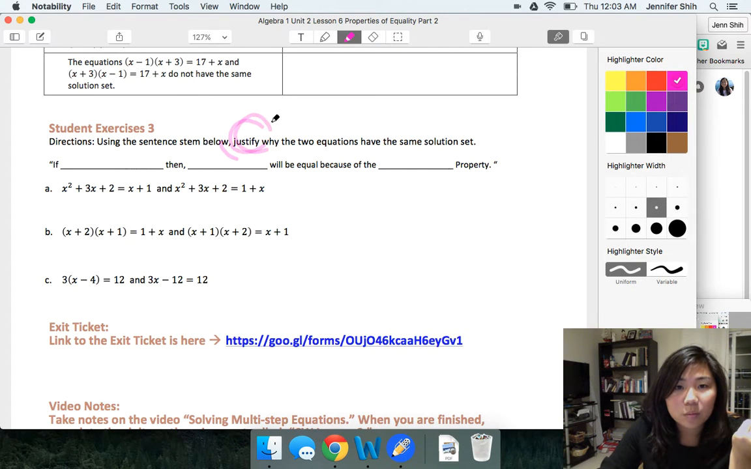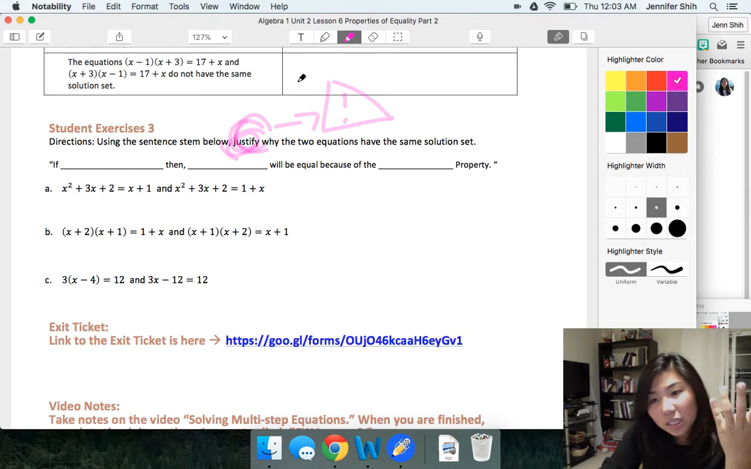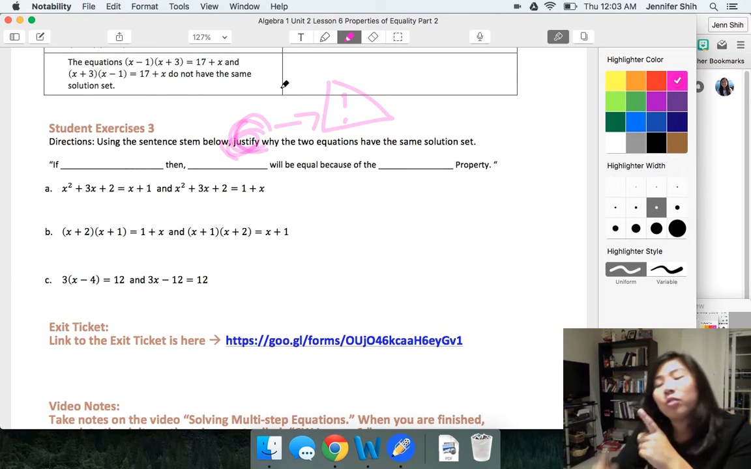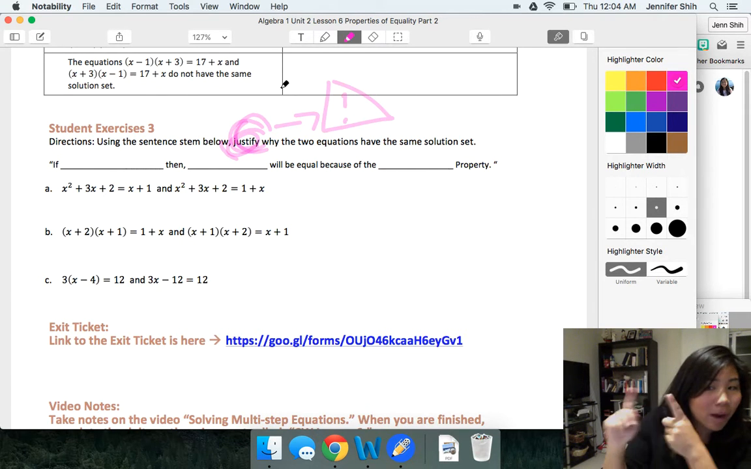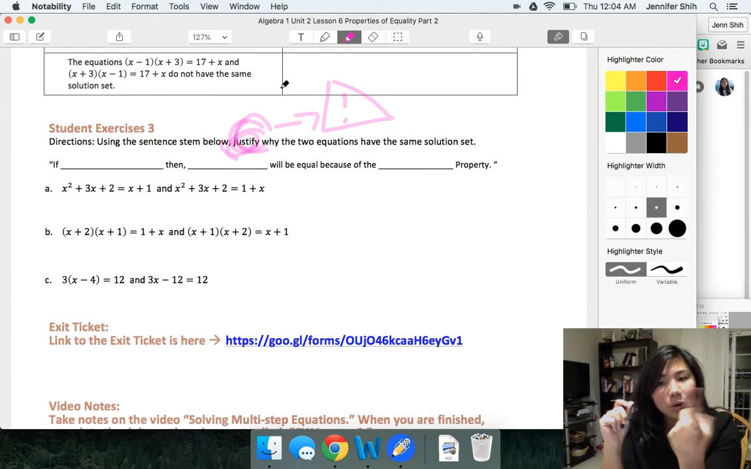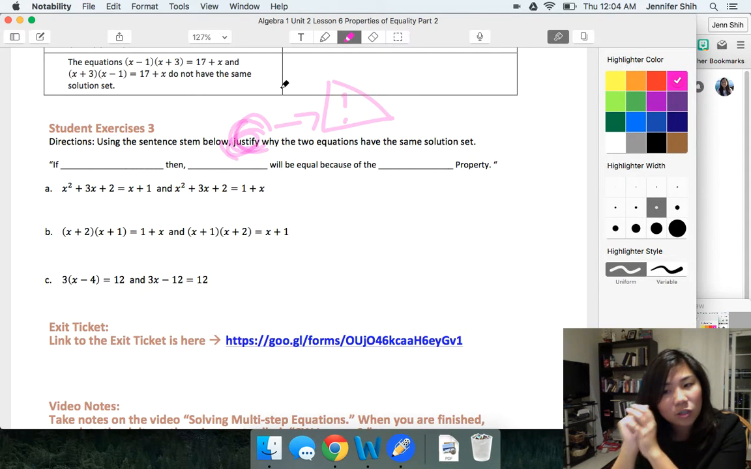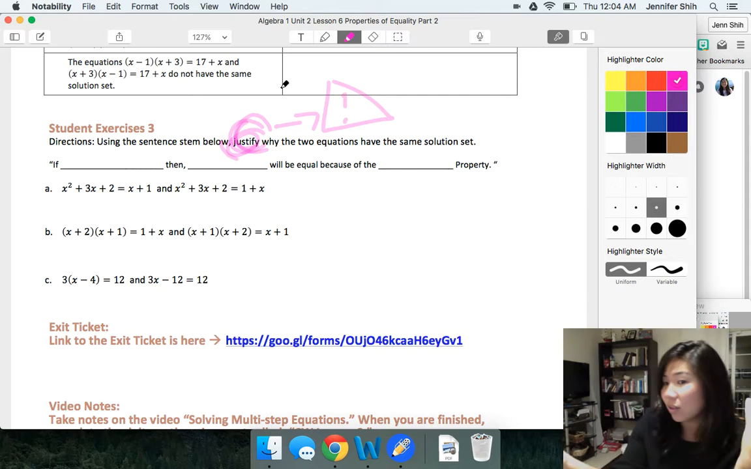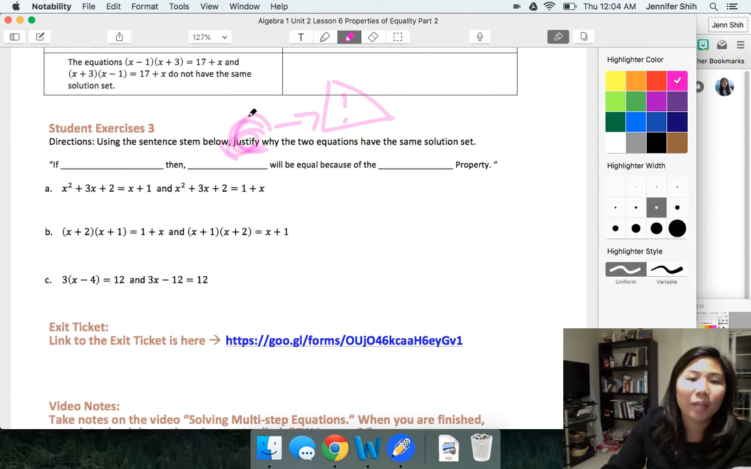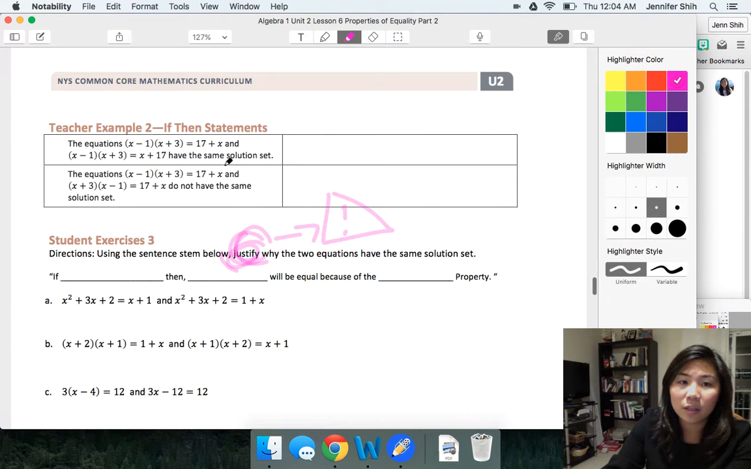So this magic word justify is going to come up a lot on exams, so you need to know what that means. Most of the time when it says to justify, you are either going to write a sentence, and we will have practiced with a sentence stem, or it's going to have you draw a picture or use some math evidence. But most of the time when it says justify, for me, it means write a sentence why it's true. So: if blank, then those two equations will be equal because of the blank property. We had just practiced this with the equations up above in the teacher example.